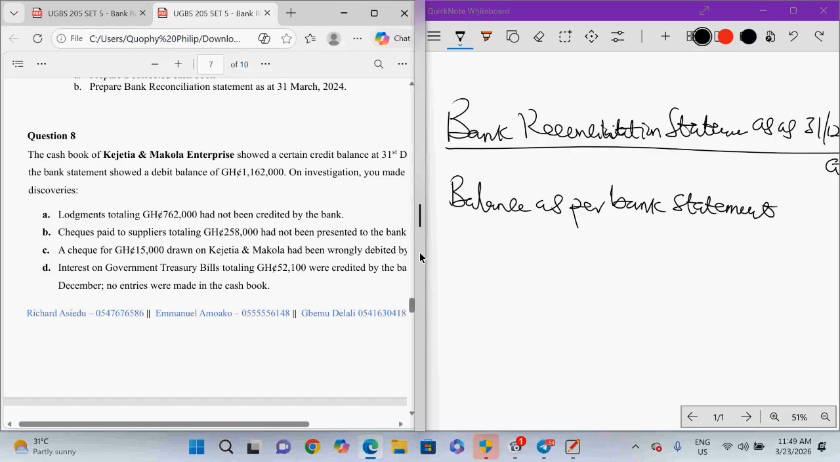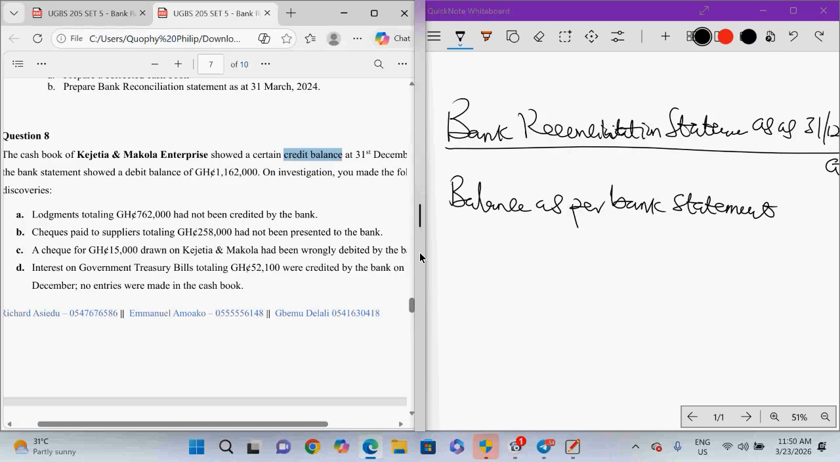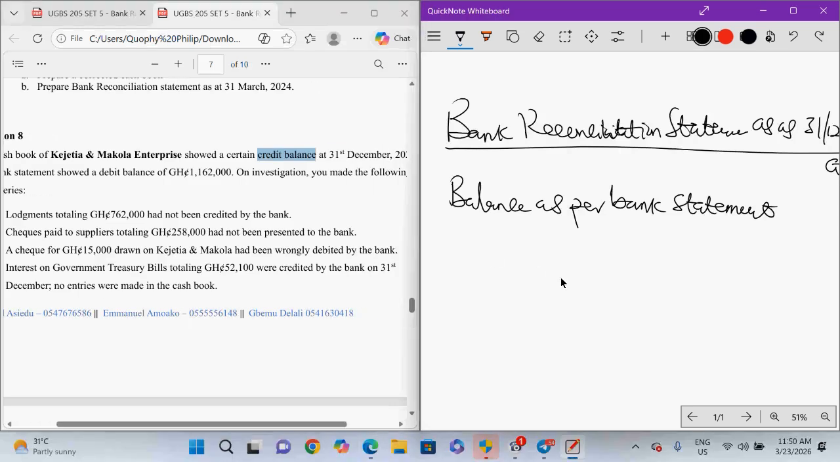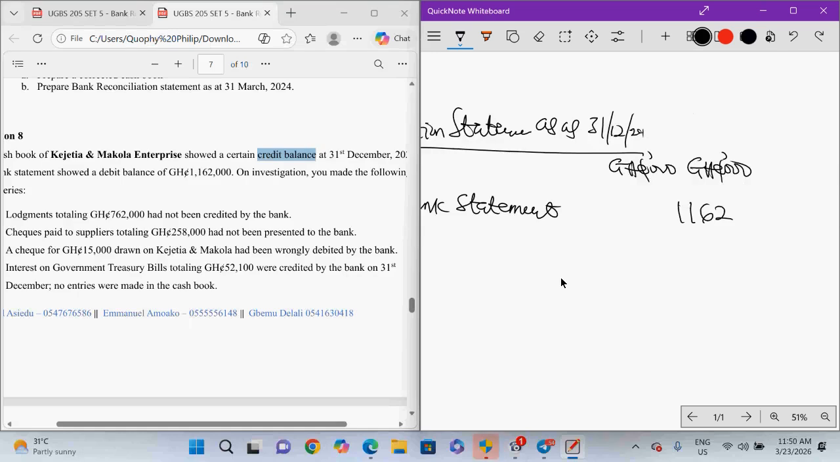And let's see the cash book. They said the cash book showed a certain credit balance. Cash book, is it having a debit balance or a credit balance? Debit. So the normal one is having a debit balance, and you are telling us it is a credit balance. It means it is an overdraft. So this figure here is the bank balance as per bank statement, but it is an overdraft because of the statement there. It is a debit balance, so it means it is an overdraft, right? It is an overdraft.